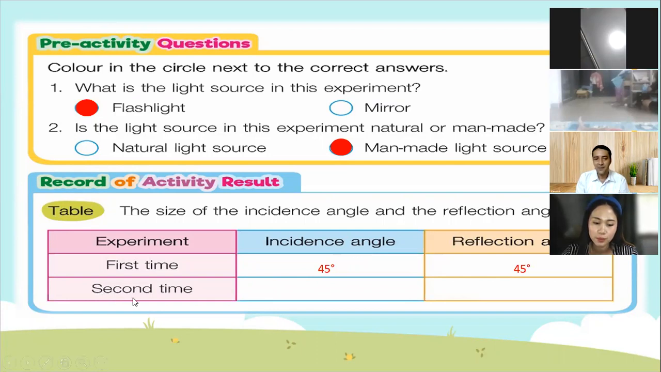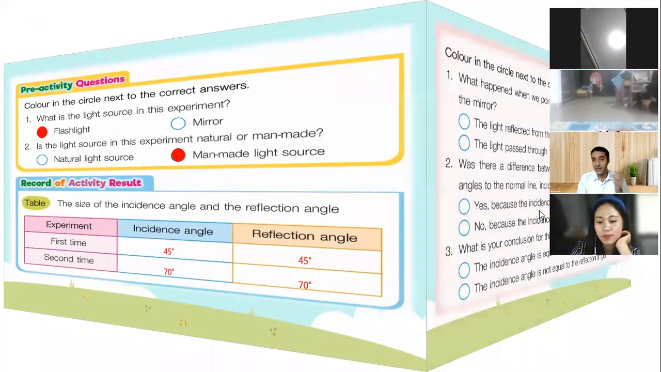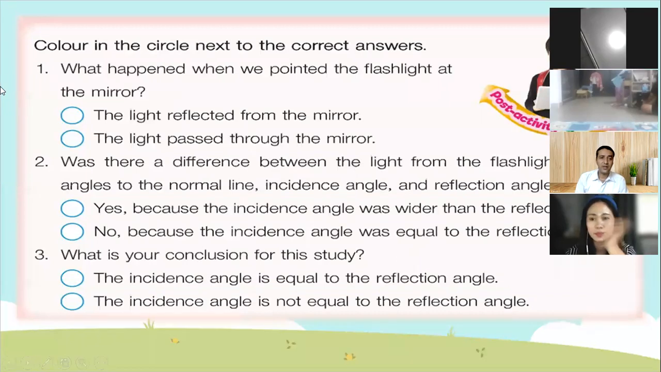The second time, when we moved the place of the light, the incidence angle, for example, was 70 degrees. So what will be the reflection angle for 70 degrees? 70. Exactly, it will be 70 degrees. Both times, the incidence angle and the reflection angle are the same after hitting an opaque object, which was a mirror. Okay, very good.